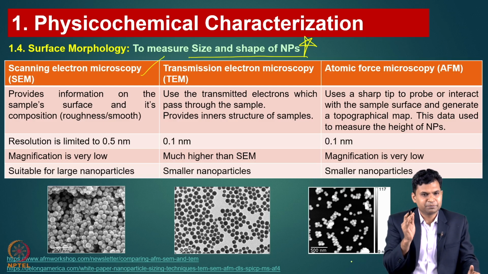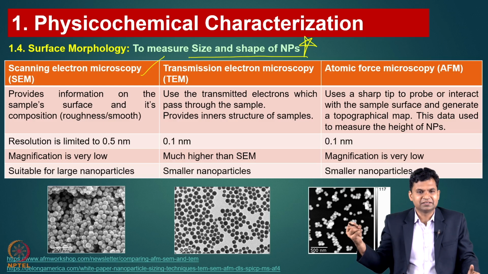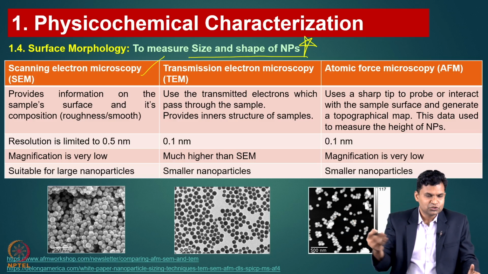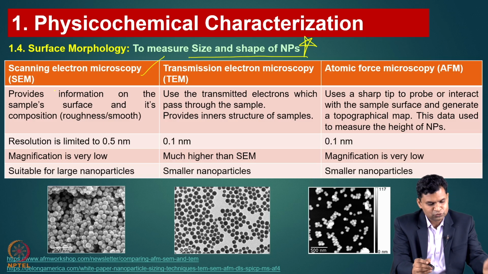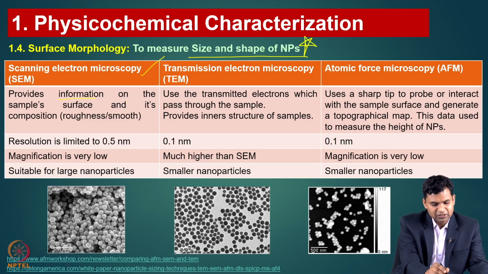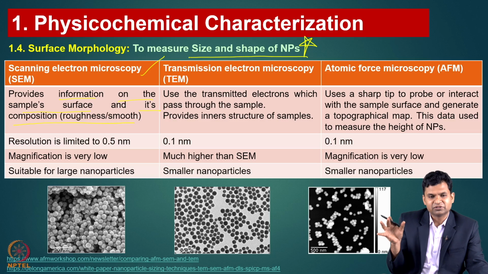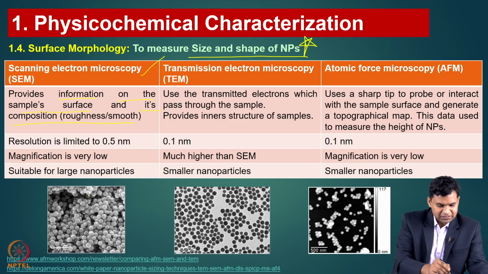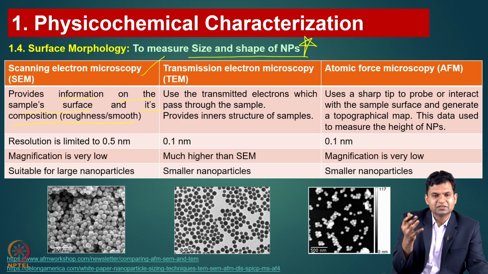Now, the term itself speaks that the electrons will scan the surface of the material, and that backscattered light can be converted into the image. So, now we can see the scanning electron microscopy provides information on the sample surface and its composition, the roughness and the smoothness of the material. That will give the roughness and the smoothness of the material, and it can give the particle size.